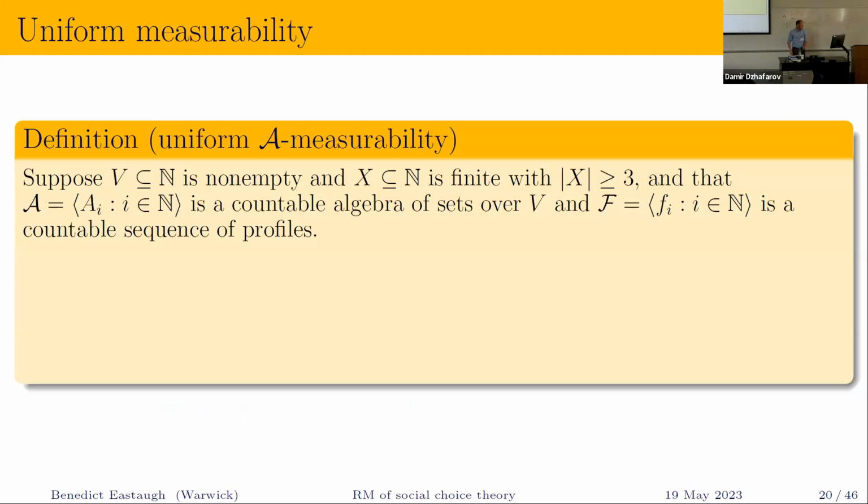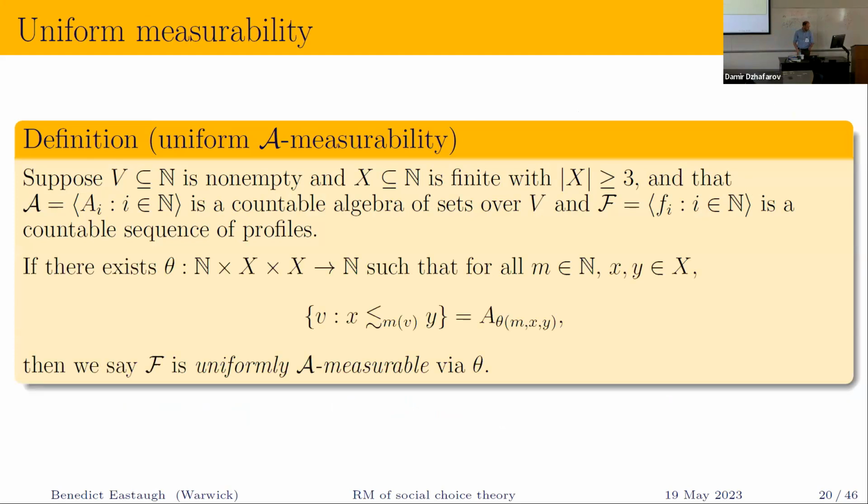So suppose that we have V and X as before, and a countable algebra of sets A, and then we have a countable sequence of profiles, and then we say that F is uniformly A measurable by this function theta, just in case theta takes as input an index for a profile and a pair of alternatives, and gives you back the index of a set in the algebra. Okay. So it does the measuring for you.